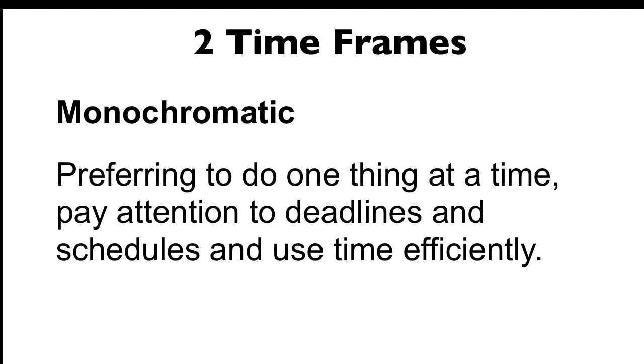There are two frames to be aware of: monochromatic and polychromatic. Monochromatic is defined as preferring to do one thing at a time, paying attention to deadlines and schedules, and using time efficiently. People from North America and Northern Europe tend to be more monochromatic. Deadlines and timelines are valued, and research suggests that for North Americans, monitoring the clock and being aware of how much time there is to accomplish the work can enhance productivity.